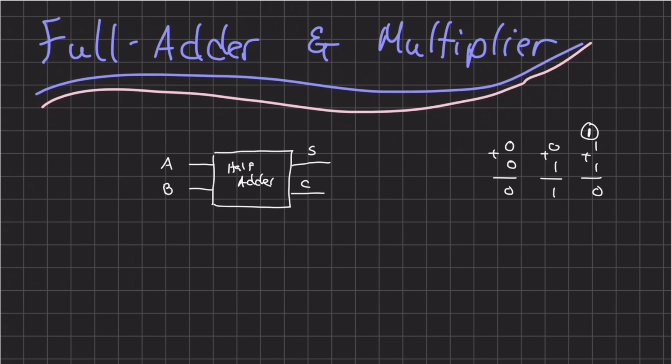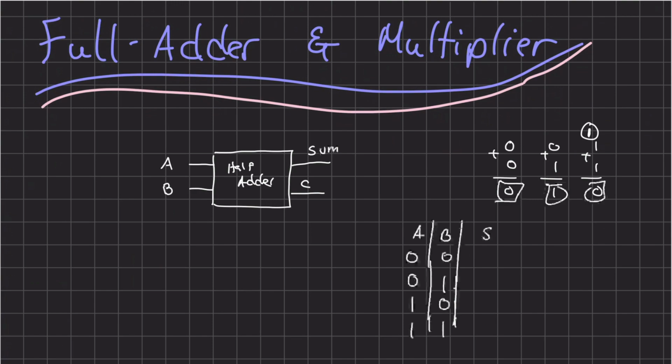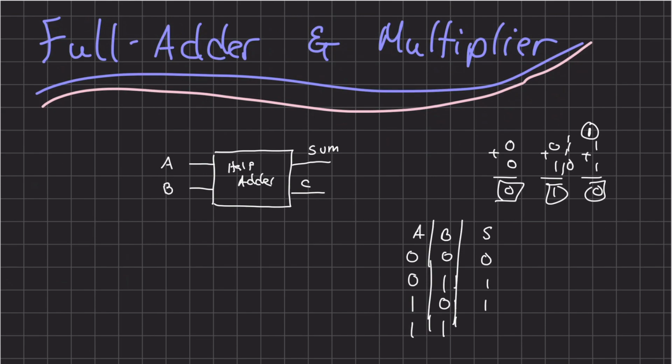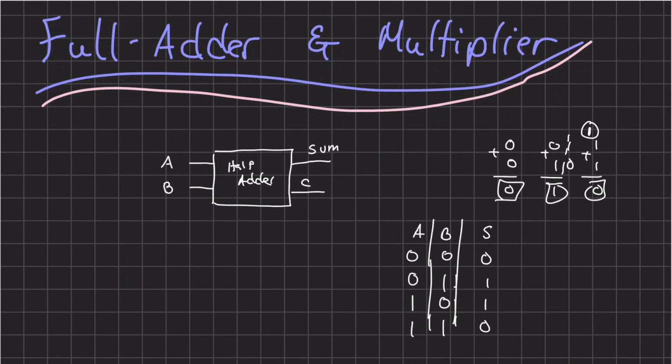So what we found out is, if I have A and B like so, and we want to look at the sum, these are the values we have at the bottom here. When we have 0, 0, it's 0. When we have 0, 1 or 1, 0, it's 1. And if we have both, it's 0. Okay, so we learned that this truth table is a XOR.